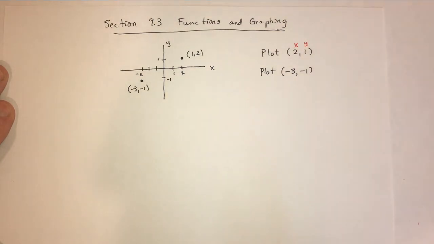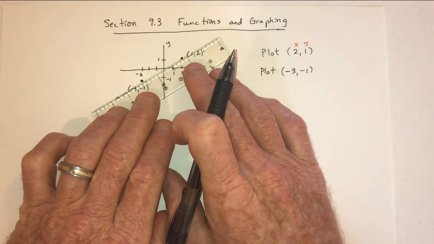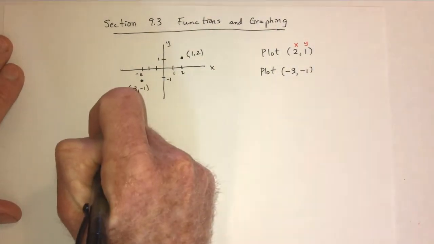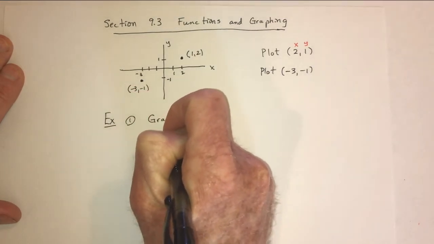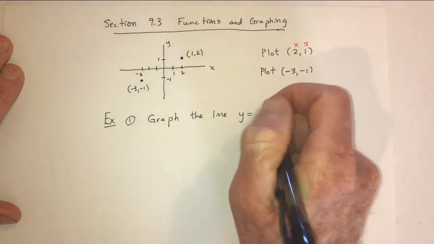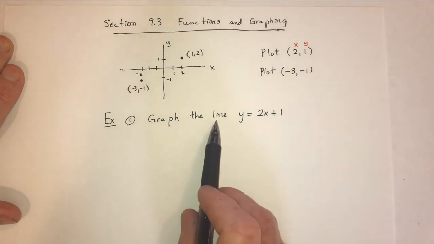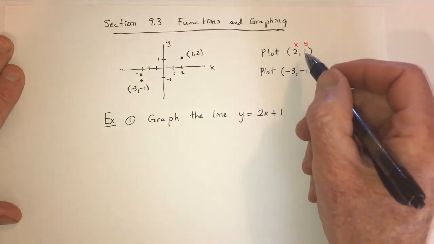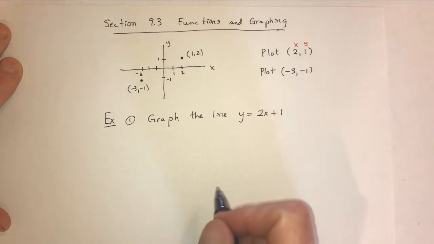And then, if asked, you could then draw a straight line through those 2 points. That's going to be the next part. So, for example, graph the line y equals 2x plus 1. Well, for a line, you only need 2 points. So basically I need 2 points like this, and then I could just connect them with my little ruler.